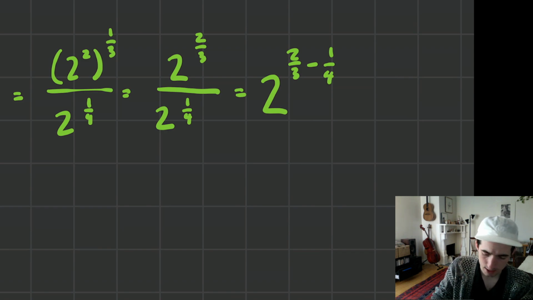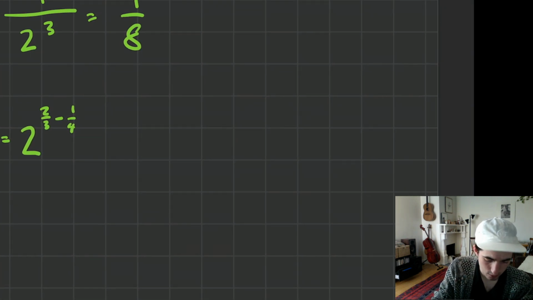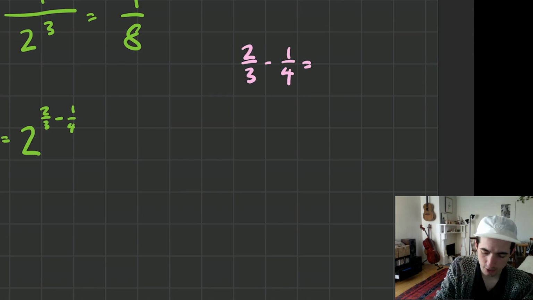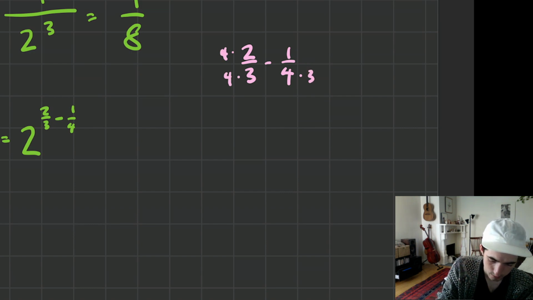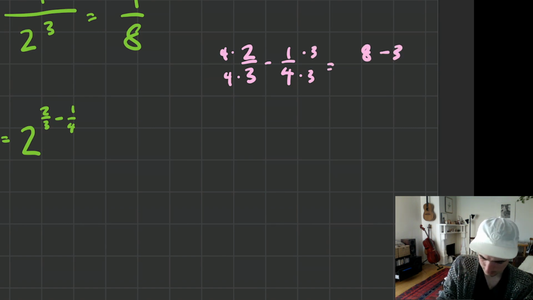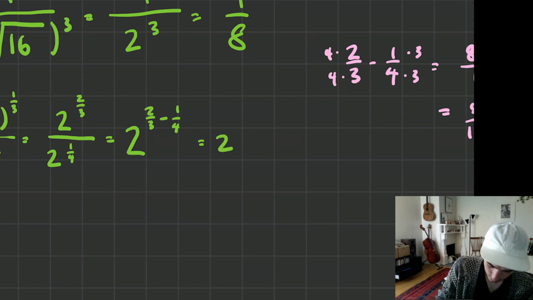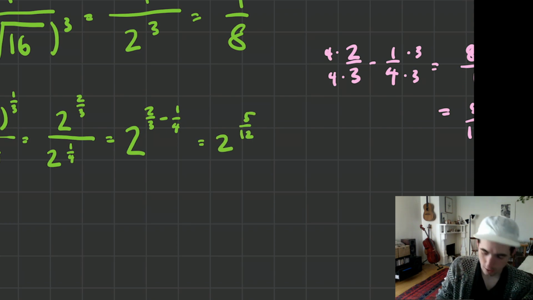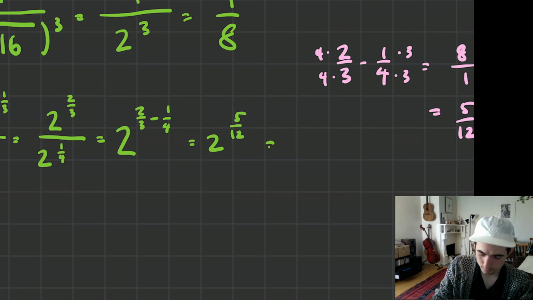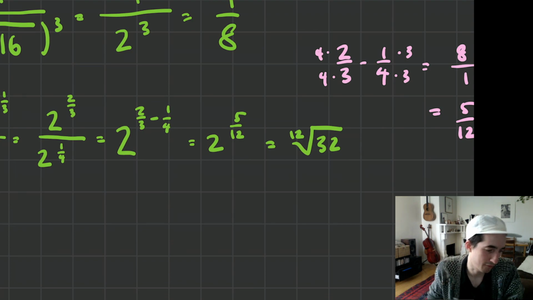Now on the side here, I'm going to just quickly do what 2/3 minus 1/4 is. So I have to find a common denominator, which is 12. So I multiply this one by 4, this one by 3. So I've got 8 minus 3 over 12, which is equal to 5 over 12. So this is equal to 2 to the power of 5 over 12. Or if you really want, you could do the 12th root of 32. That would work fine as well.